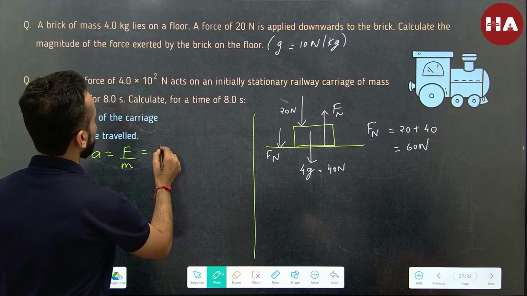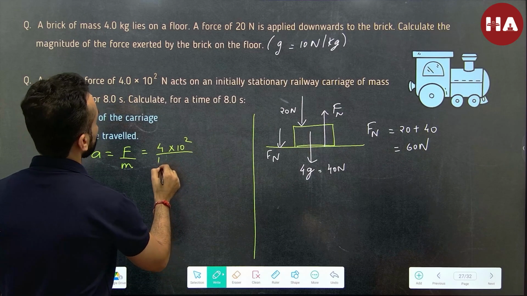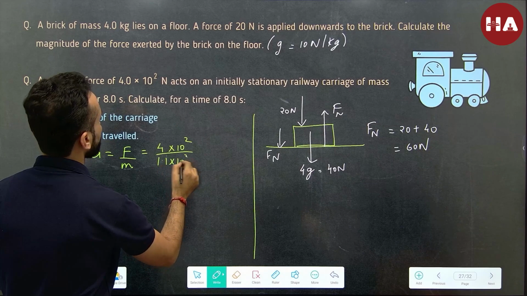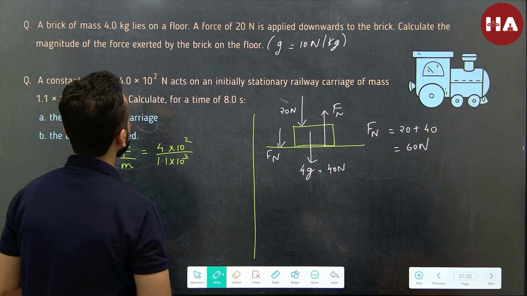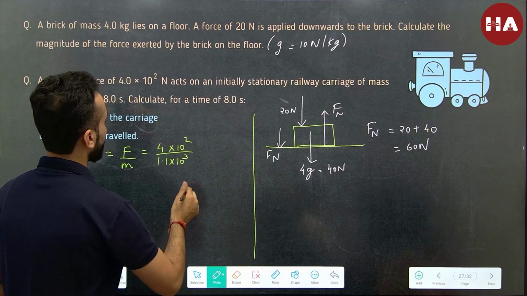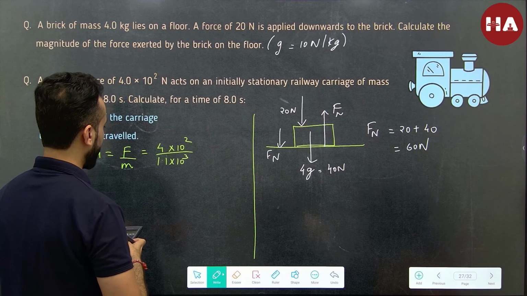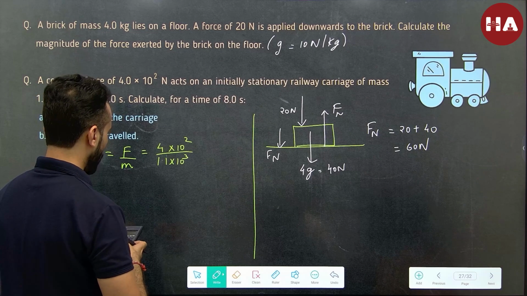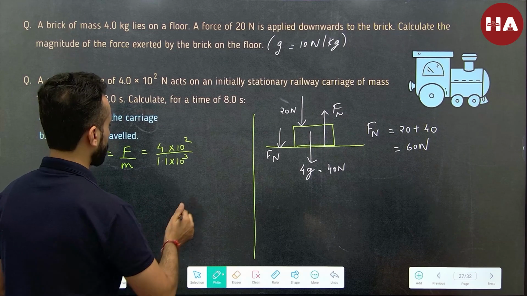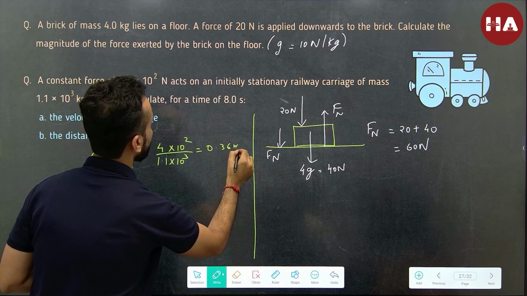So force is 4 into 10 raised to the power 2, and mass is 1.1 times 10 raised to the power 3. So let's do this calculation very quickly. This is going to be 4 times 100 divided by 1100. So this is giving me 0.36 meter per second square.